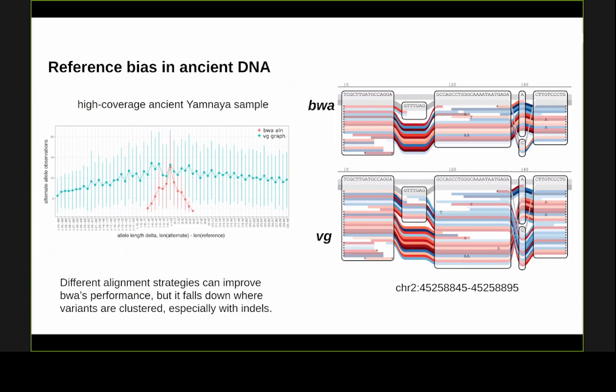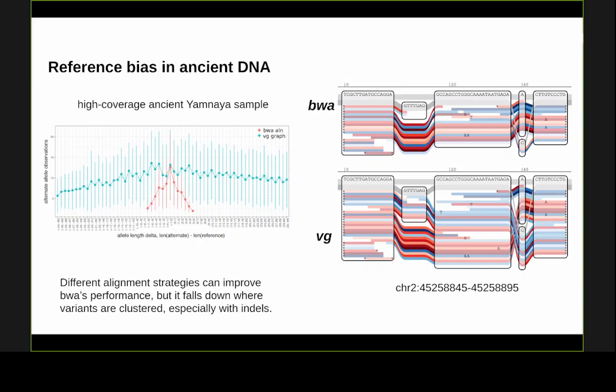So this is a similar kind of plot. High coverage Yamnaya individual. It's a 4,000 to 5,000-year-old sample from the steppe of Asia. And this shows if you use BWA align, this is about the allele observations of the alternate at indels, right? And you see this dramatic fall off. So it's even worse than the 150 base pair rate. It's now short, very error-prone reads. And it's not really the case with the VG graph.